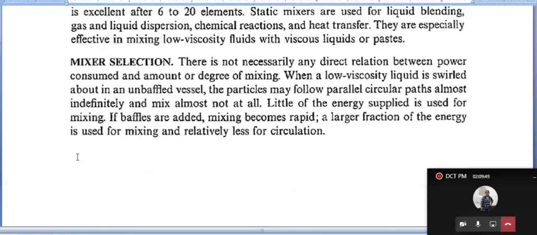Then the final statement, mixer selection, how we are going to select it, that is very important. There is not necessarily any direct relationship between power consumed and amount or degree of mixing.